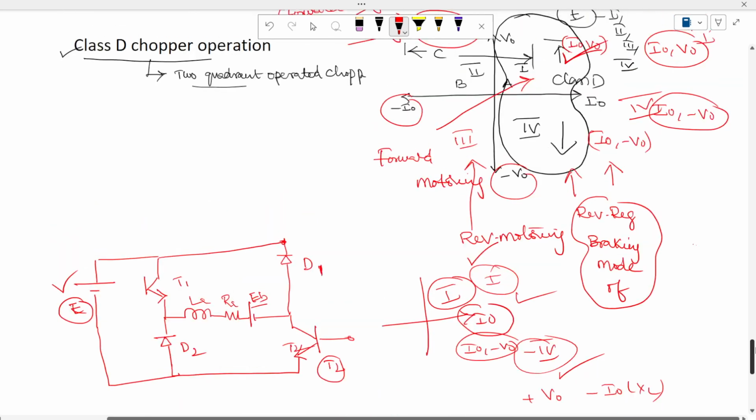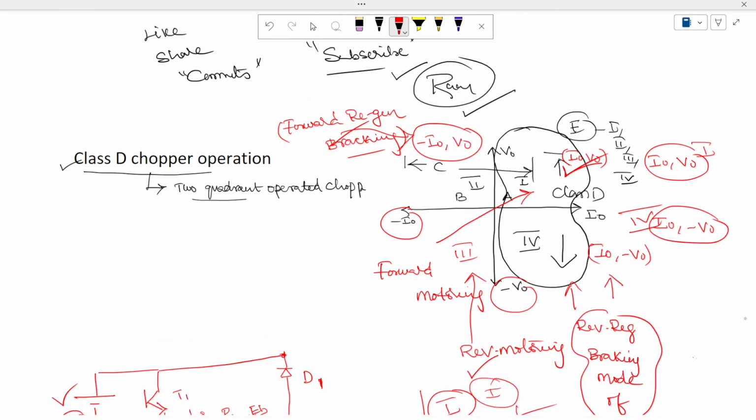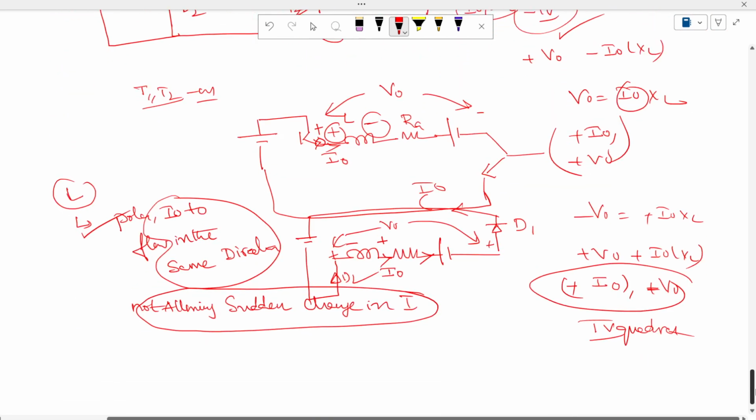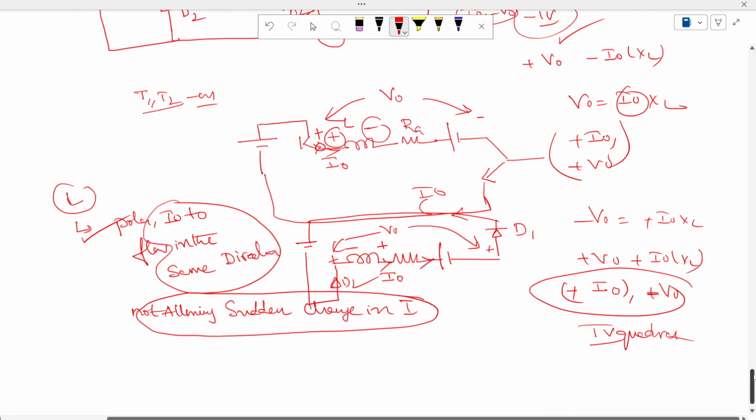So that's how I have been continuously saying that the class C chopper operates in first quadrant as well as in the fourth quadrant. That's the purpose of this chopper. That's how it operates in multiple modes of operation.